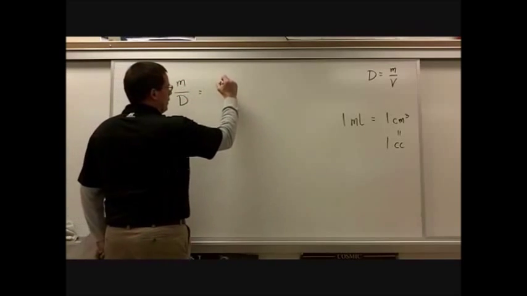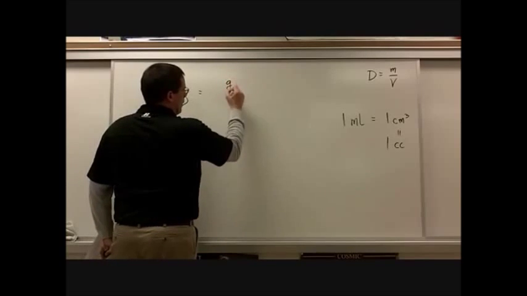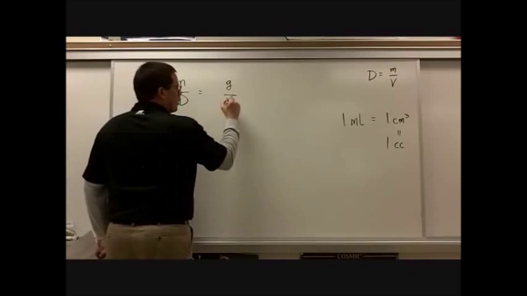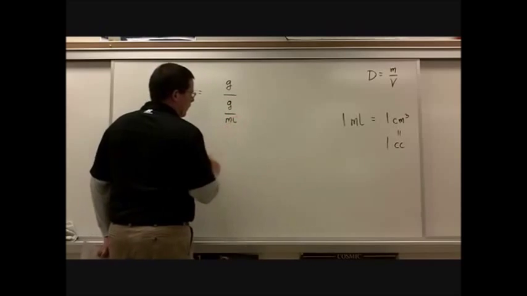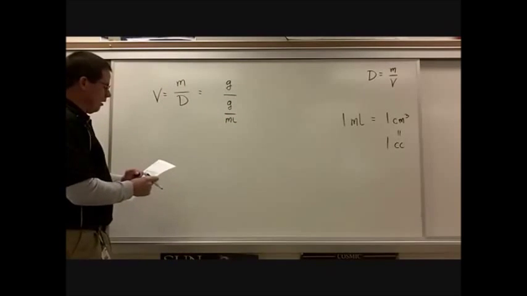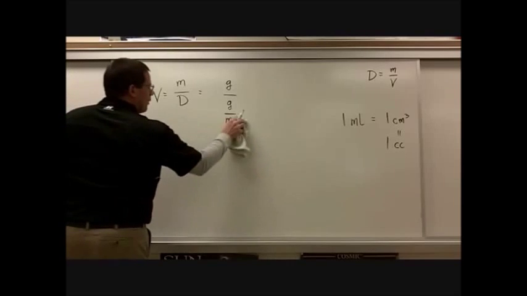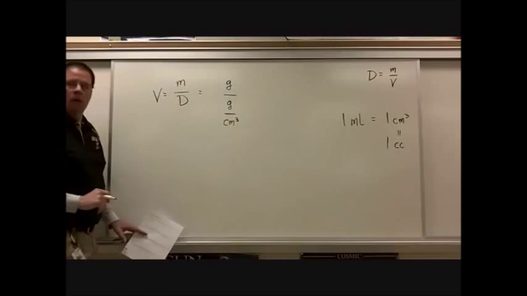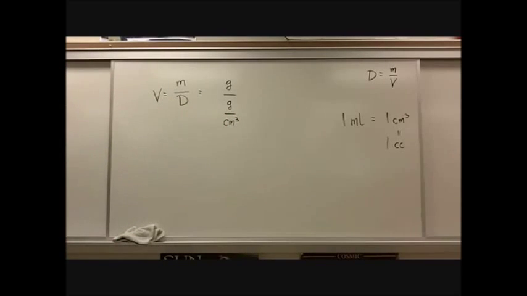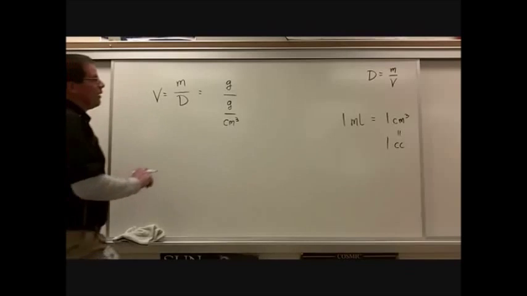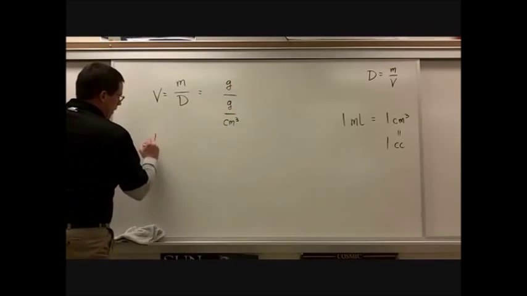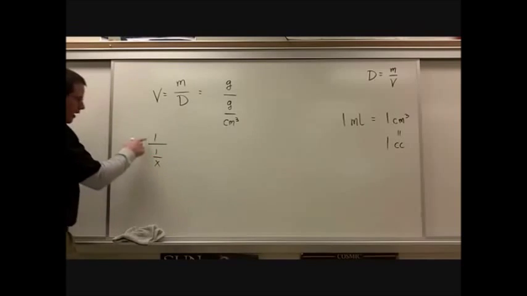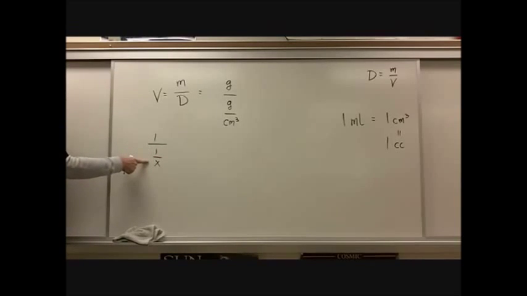So what's the unit for mass again? Grams. And what's the unit for density? Grams per milliliter, or centimeters cubed, so let's go with centimeters cubed. Now, what is our final unit there? Centimeters cubed. Again, if you talk about the inverse of the inverse, in other words, the inverse of 1 over x, what does that equal? X. I think we may have talked about that earlier.